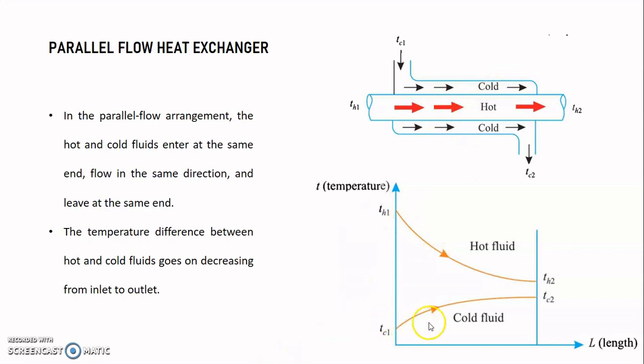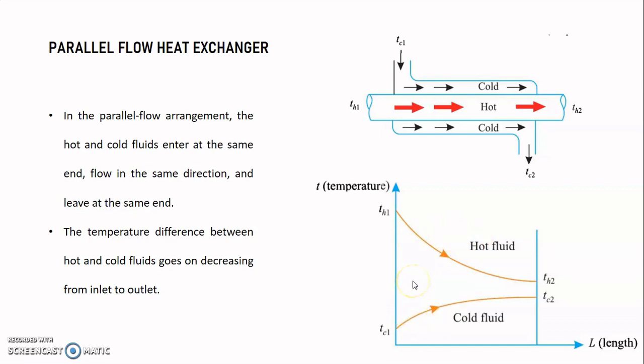Below this figure, we can see the temperature profile of the heat exchanger, where the length of the heat exchanger is on the x-axis and temperature is on the y-axis. Firstly, at the inlet, the temperature of hot fluid is at its peak, that is maximum, whereas the temperature of cold fluid is the minimum. As the fluid flows through the heat exchanger from the initial to the final location, the temperature of hot fluid is reduced, whereas the temperature of cold fluid increases. The arrow mark indicates the direction of fluid flow.